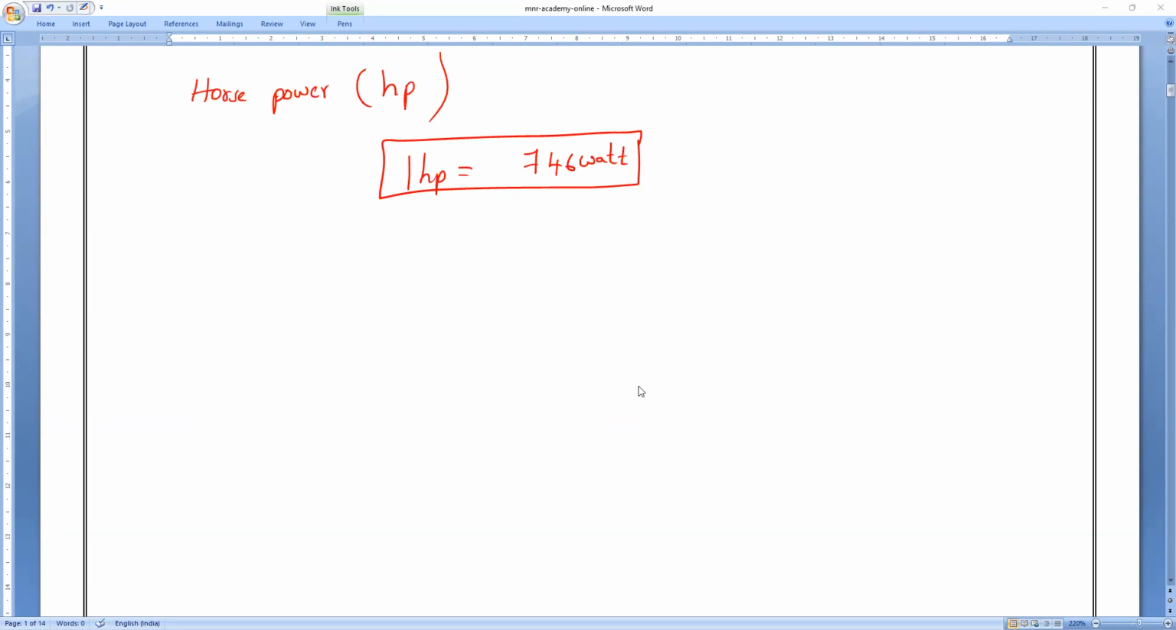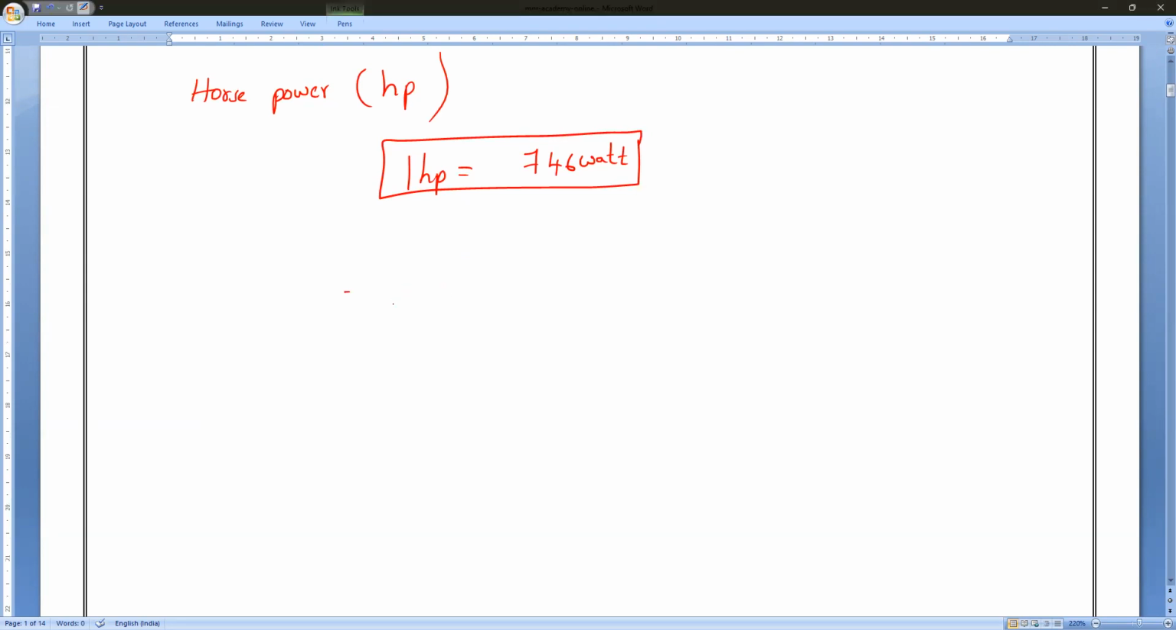1 horsepower is equal to 746 watts. Now I am going to teach you what is important. For example, power to move a body. If you want to move it, then the formula for power is force times displacement divided by time.